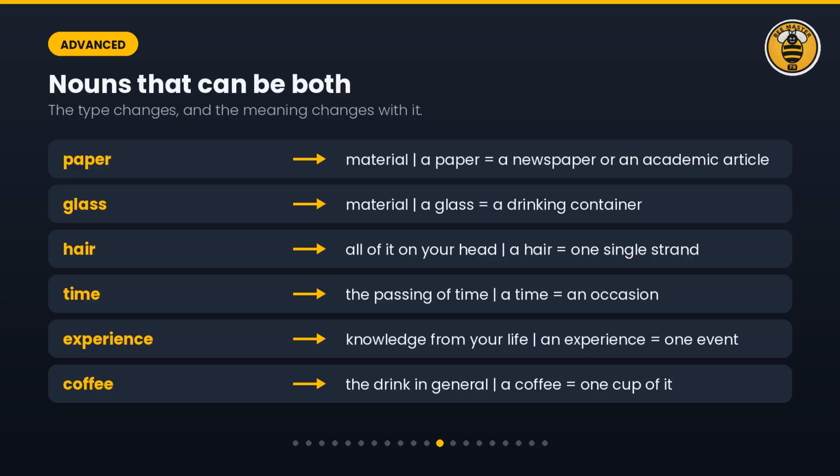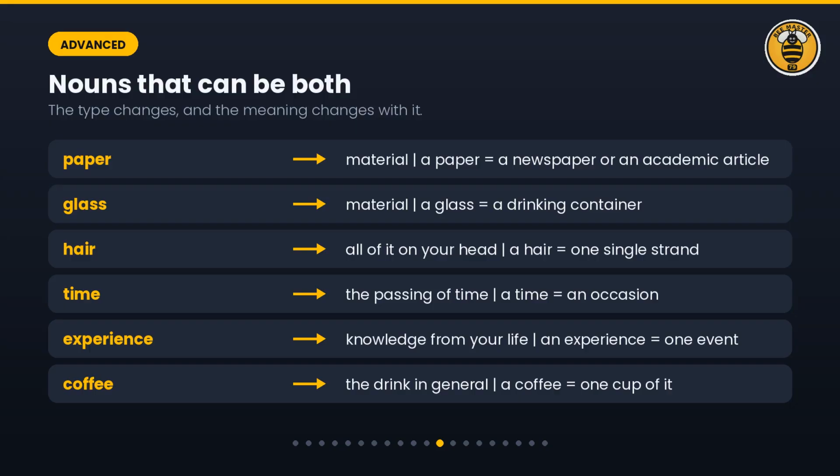Now something more advanced. Some nouns can be both, and the meaning changes when the type changes. Paper as an uncountable noun is the material, but a paper is a newspaper or an academic article. Glass is the material, but a glass is something you drink from. Hair is all of the hair on your head, but a hair is one single strand.